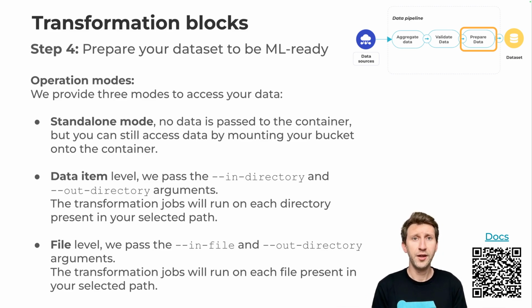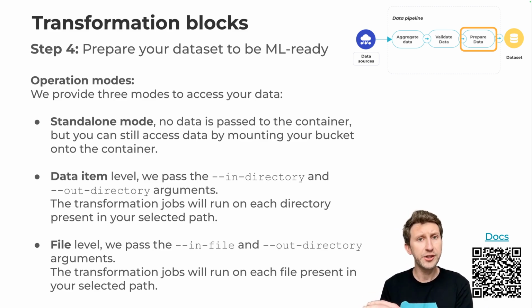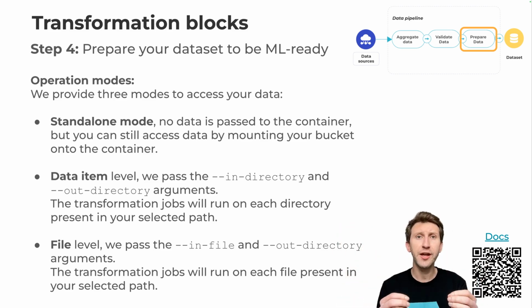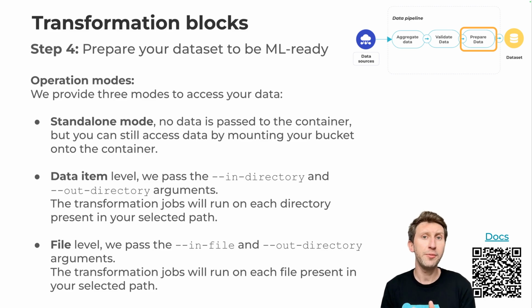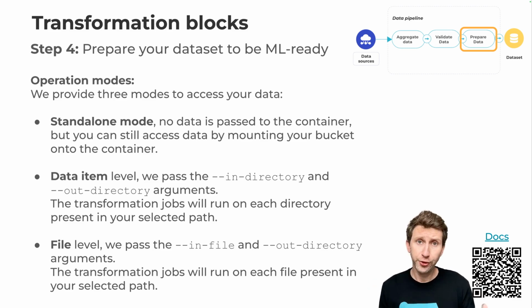The second mode is the data item level. We pass the in directory and the out directory arguments. Within a directory, you can merge different files together, you can transform them, and the transformation job in that case will run on each directory. And then the third mode is on the file level itself. We pass the file and the out directory, and the transformation job will run on each file present in your selected path. This is super useful.